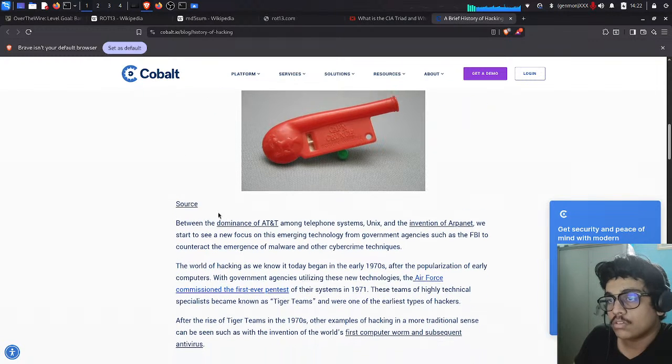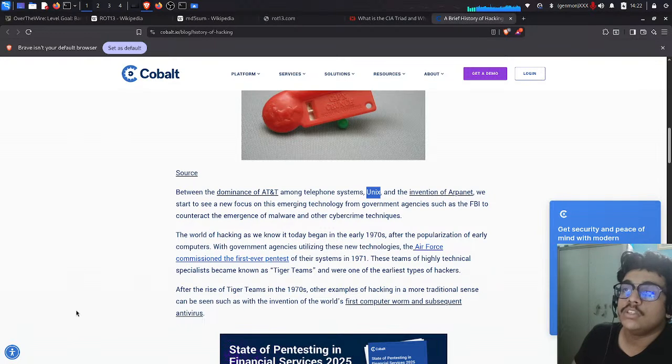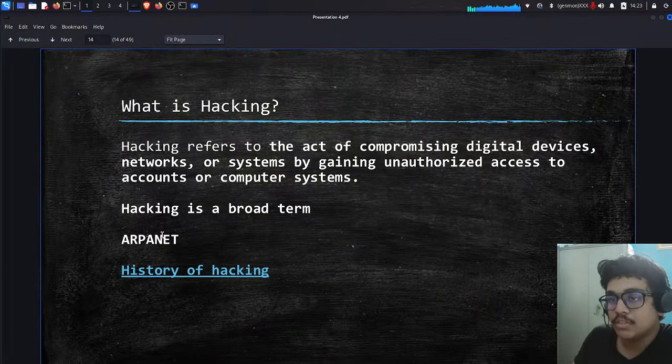Between the dominance of AT&T and the telephone system, Unix is the parent operating system of all the operating systems used currently, including Mac, Windows, and Kali Linux itself. We will look into the history of Unix and the invention of ARPANET. I think I have covered it in the presentation. Yes, I have. We will discuss this also.